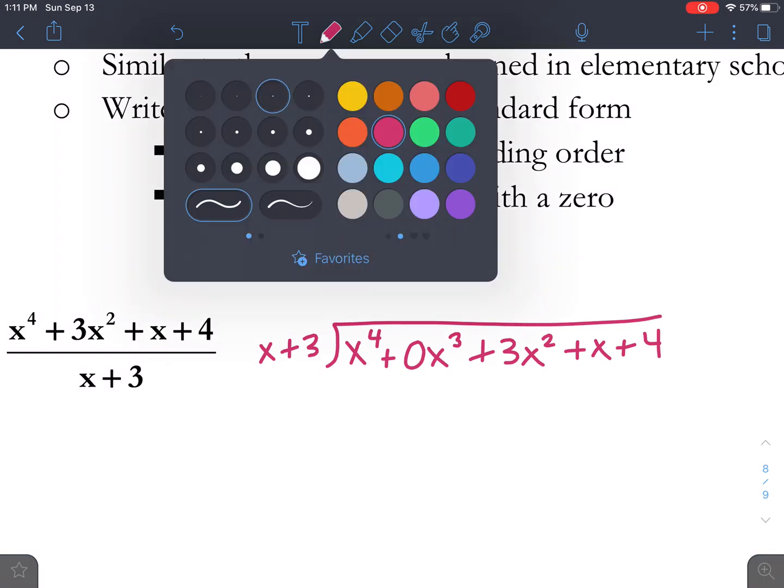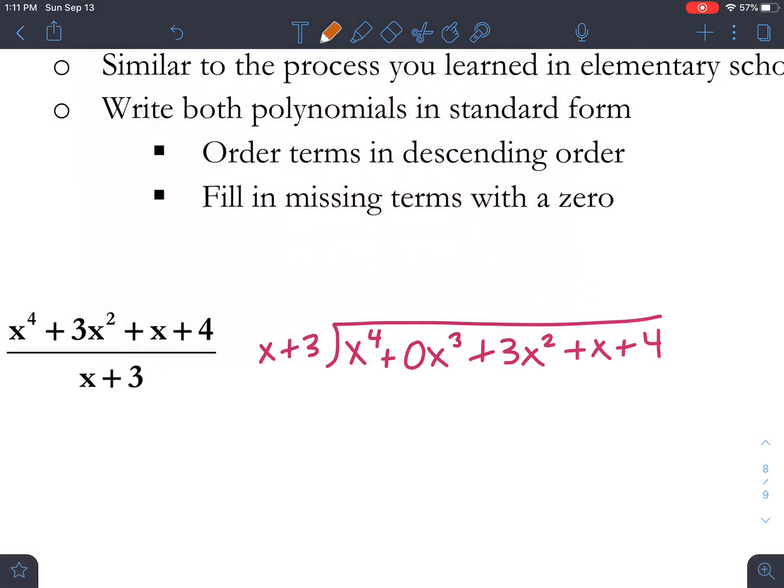Okay, now your next step is similar to what we were doing with the numbers. You want to think, what do I multiply x by to get an x to the 4th right here? You would have to multiply by x to the 3rd. And why did I pick that? Well, I'm going to multiply x to the 3rd by each of these. That would be x to the 4th plus 3x to the 3rd. And again, think of that process in long division.